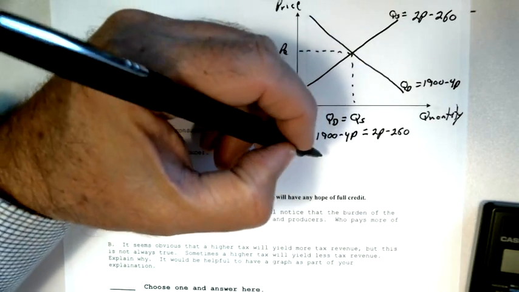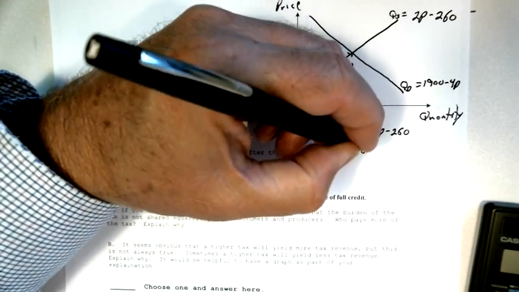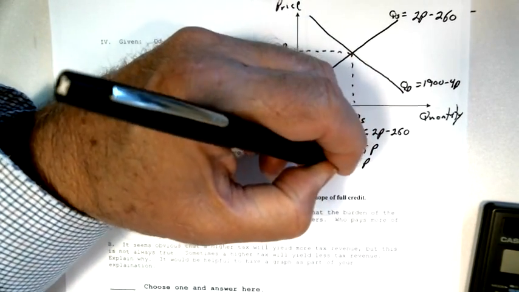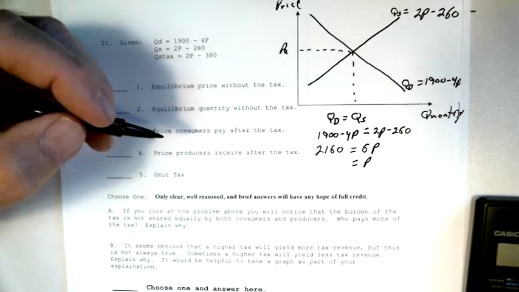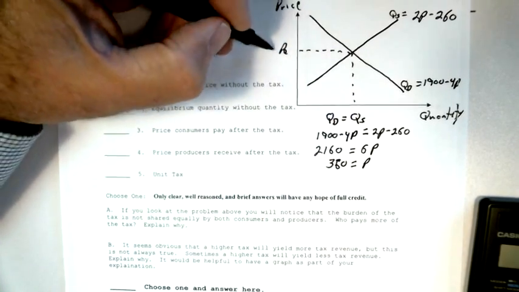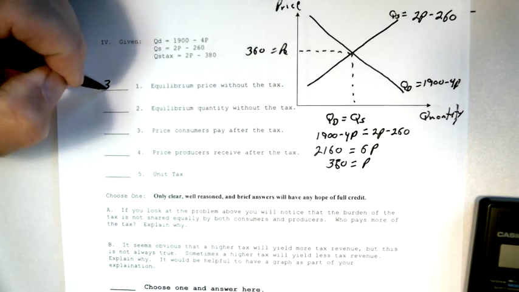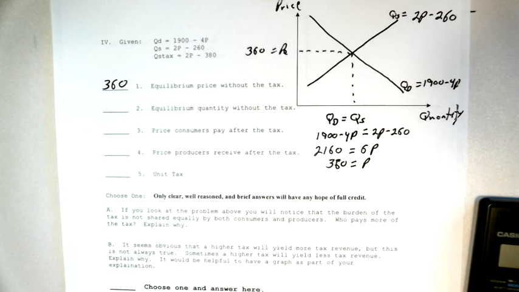I get 2160 equals 6p. Dividing through by 6, I get the equilibrium price is 360. So this number right here is 360, and that goes here. Then it asks the equilibrium quantity without the tax.